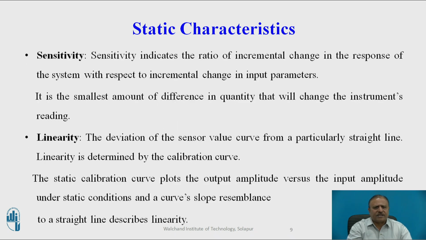The next characteristic is sensitivity. Sensitivity indicates the ratio of incremental change in the response of the system with respect to incremental change in the input parameter. It is the smallest amount of difference in quantity that will change the instrument's reading. The next characteristic is linearity, the deviation of the sensor value curve from a straight line. Linearity is determined by the calibration curve. The static calibration curve plots the output amplitude versus input amplitude under static condition, and a curve whose slope resembles a straight line is described as linear.